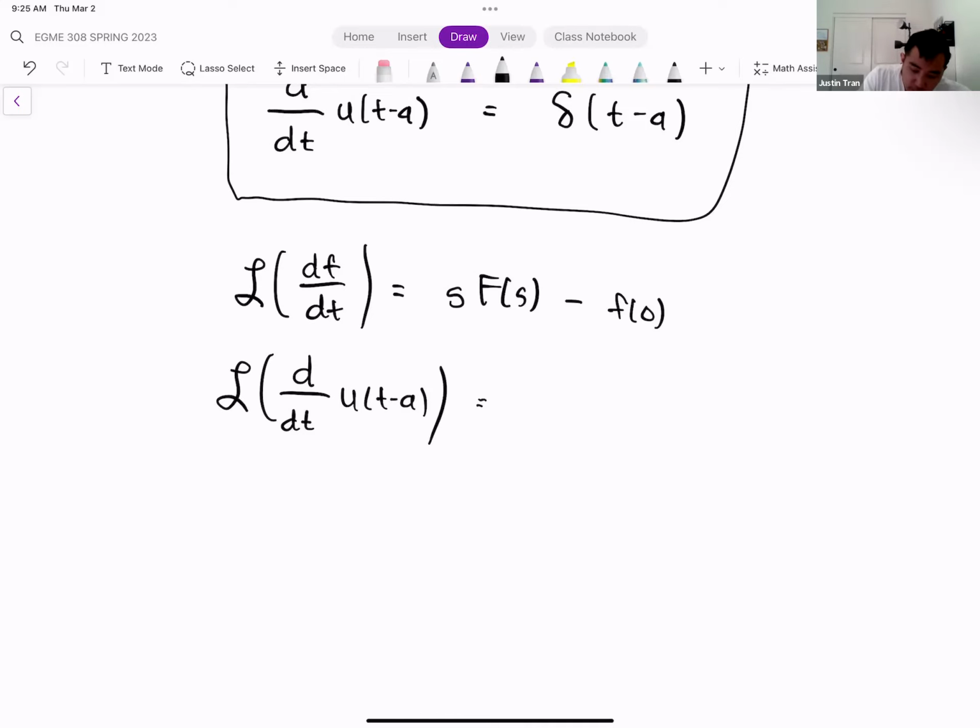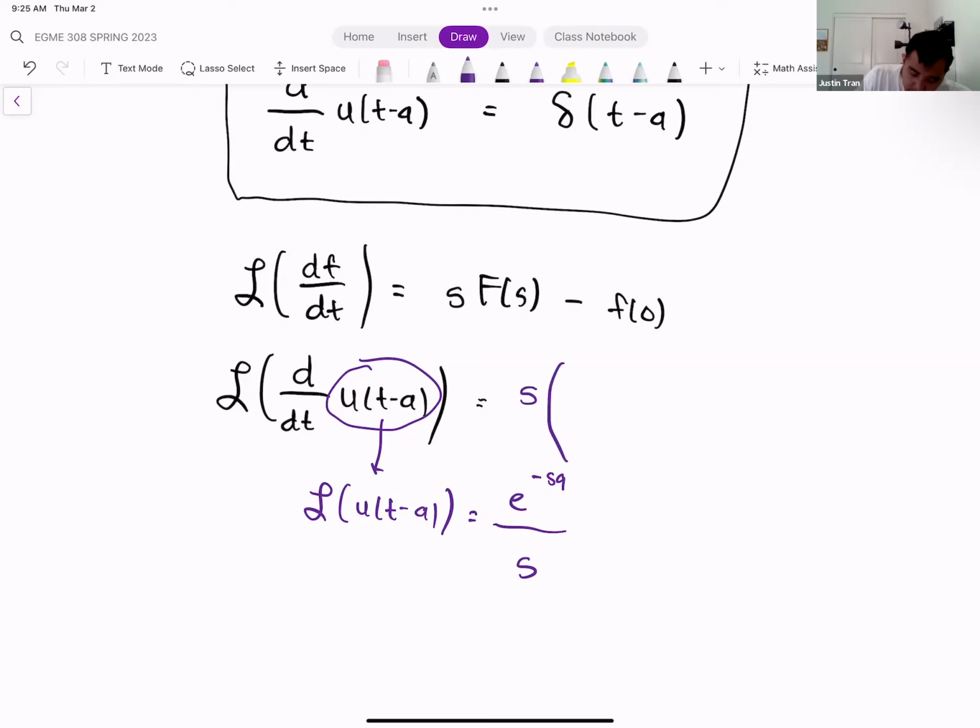First, let's take the Laplace transform of u of t minus a. The Laplace transform for this we know is e to the minus sa divided by s. So let's plug that in up here. This is going to give us s times the Laplace transform of u of t minus a, so that's e to the minus sa divided by s, minus u of t minus a evaluated at 0. So u of 0 minus a.